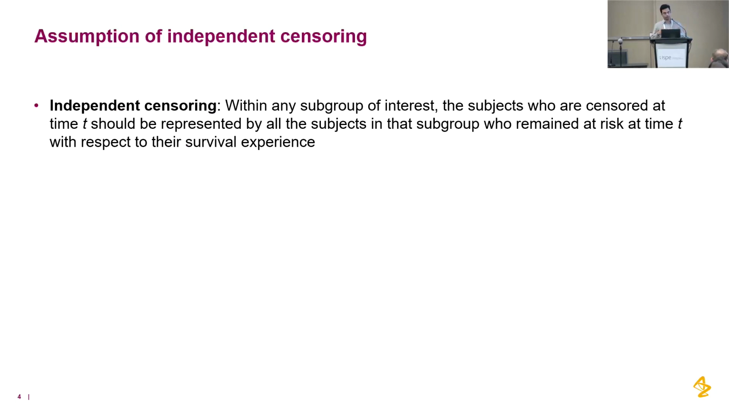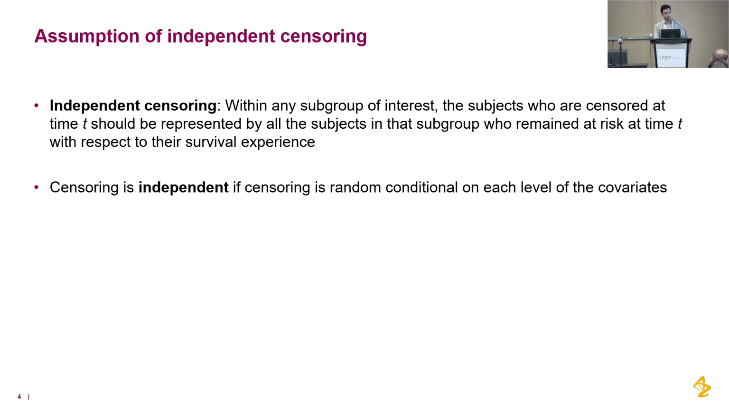Before we move on to the simulation study where we explored this question, I think it's worth reminding ourselves of the assumption of independent censoring. The assumption of independent censoring in survival analyses requires that within any subgroup, subjects who are censored at a given time point t are representative of those who remain at risk at that point in time with respect to their survival experience. Another way to think of this is that censoring is independent if censoring is random, conditional on each level of the covariates of interest.